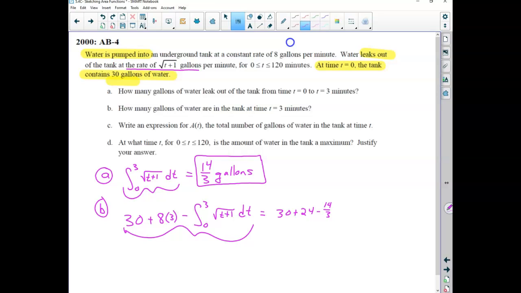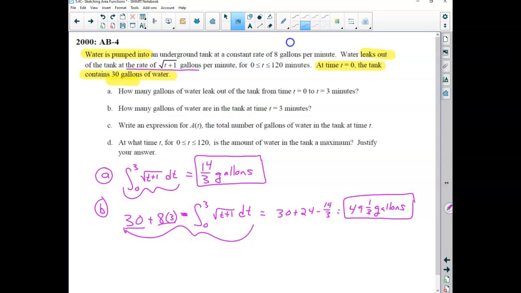Well, this is going to be gallons. This is gallons per minute times minute is gallons, minus gallons per minute times minutes gives me gallons. This is going to give me 49 1/3 gallons of water in the tank at time t equals 3.